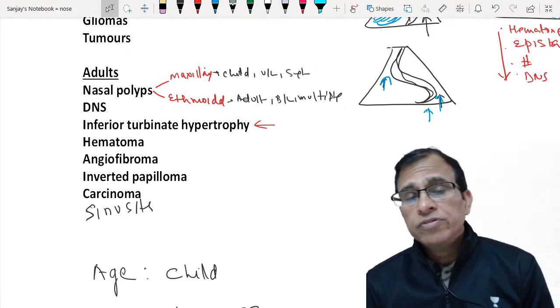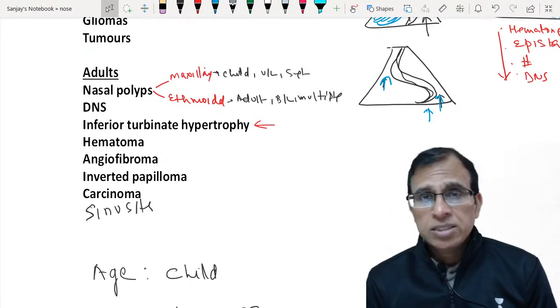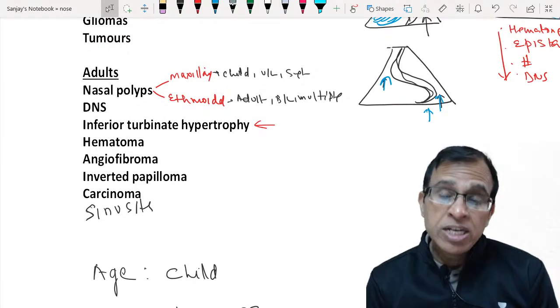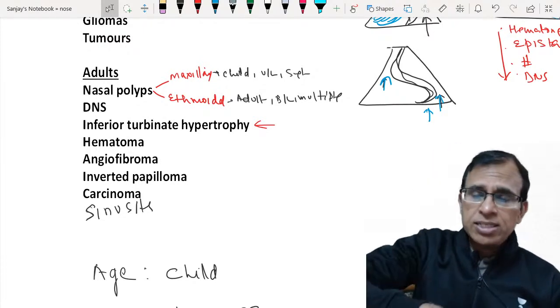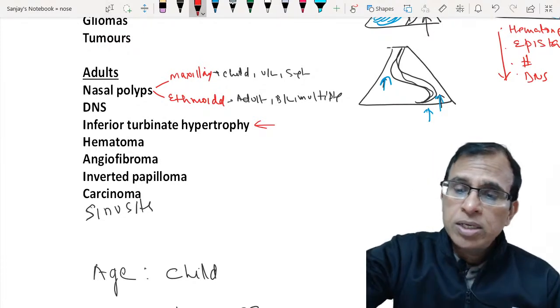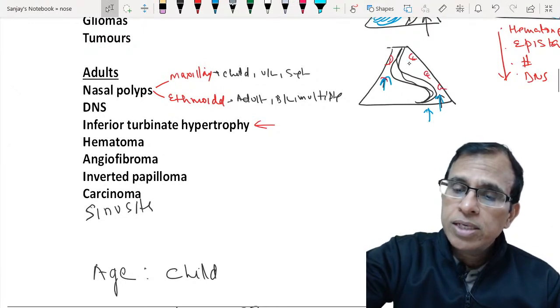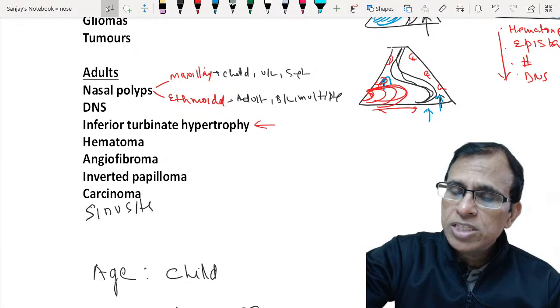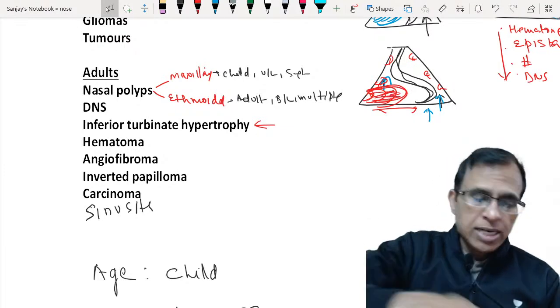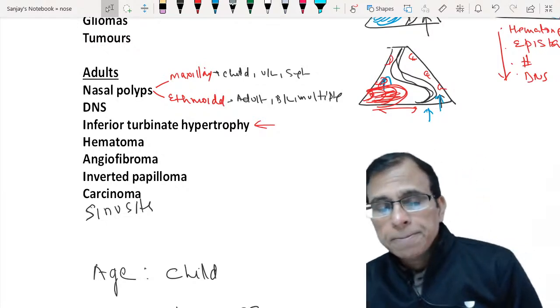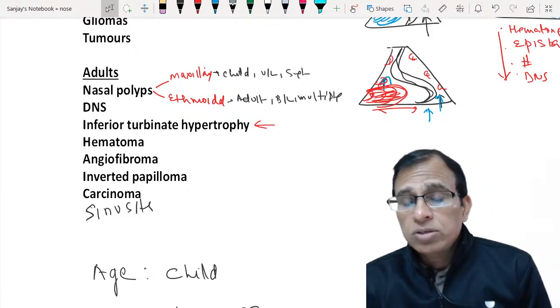The other important cause of inferior turbinate hypertrophy is DNS. If one side has DNS, the other side inferior turbinate hypertrophy is to compensate for the extra space. I explained to you. Like in this case, look at this diagram that I've shown here. There are 3 turbinates here, and 3 turbinates here, and the patient has DNS. So this space is too much. So this inferior turbinate will hypertrophy like this to compensate for the extra space, and this is inferior turbinate hypertrophy, right? And sinusitis is the third cause.